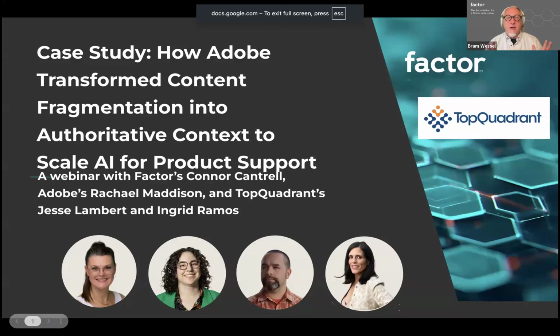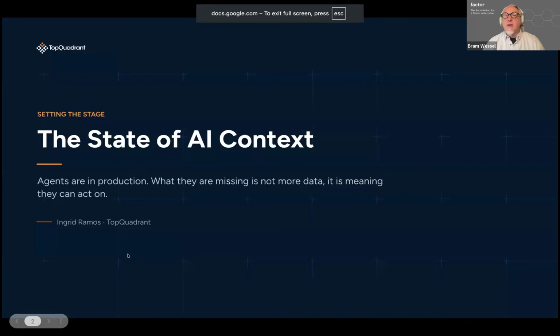This is a case study about how Adobe transformed content fragmentation into authoritative context to scale for AI product support. That's what we're going to talk about today.